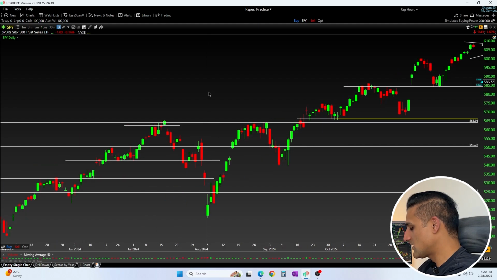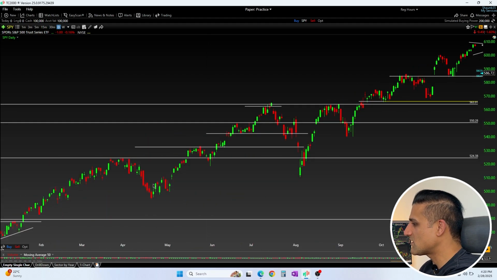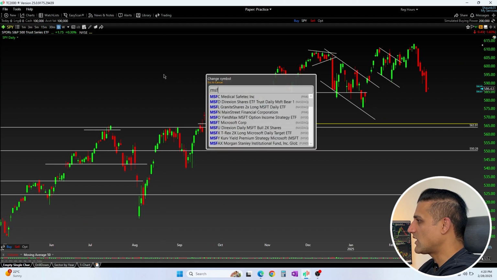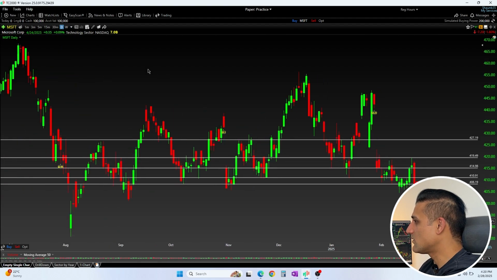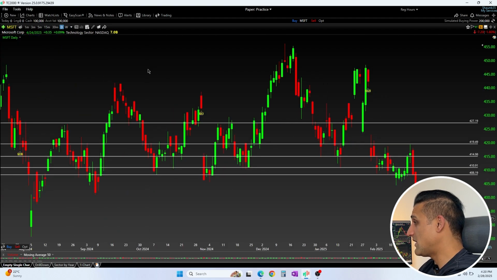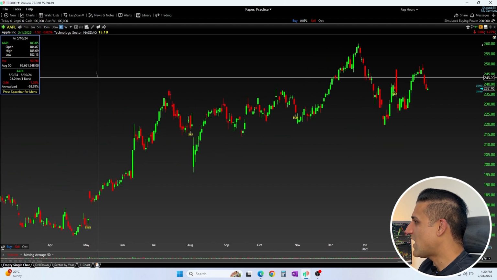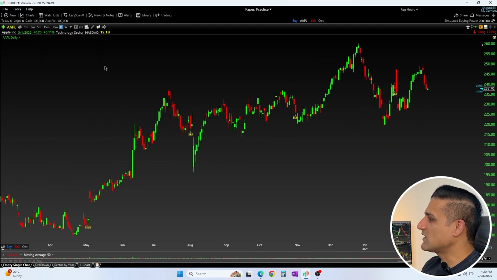Now actually, let's find an empty chart, because I don't want to mess up my drawings on this SPY and other few charts. I think I haven't traded Microsoft in a while. No, I have. So maybe Apple, right? Let's actually go on Apple. So how I would go about drawing these levels, right?